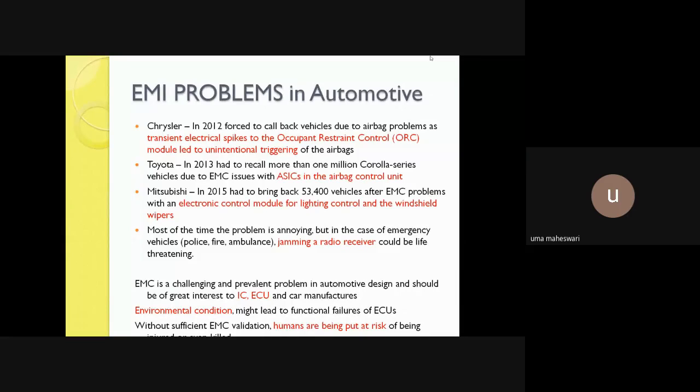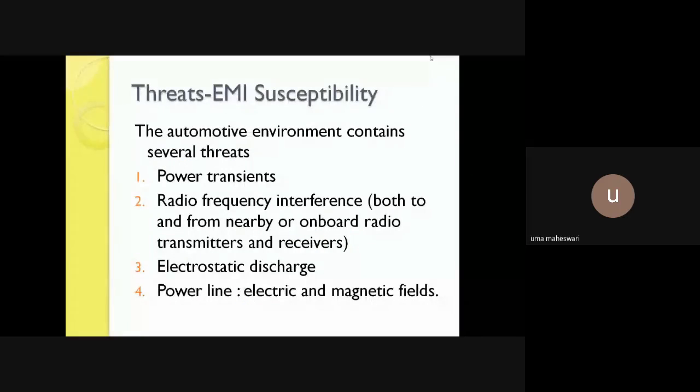So for that, the main source can be ICs in the vehicle electronics, IC and ECU, that is electronic control unit. That has to be taken care of by the car manufacturers or vehicle manufacturers. Of course, environmental conditions might also lead to functionality failures, and that has to be taken care of. Human beings are put at risk if it is not validated correctly. So we'll see some of the threats in detail due to EMI susceptibility.